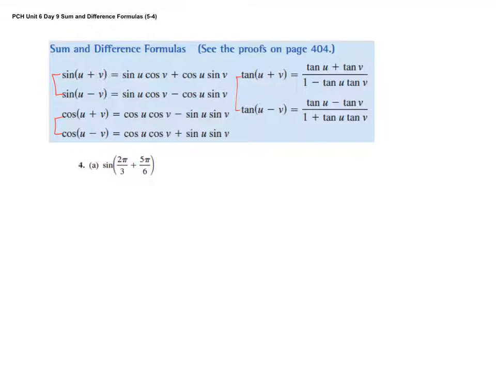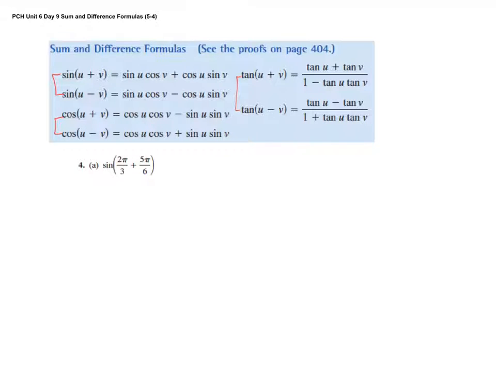Then we have cosine. Cosine of u plus v is cosine u cosine v minus sine u sine v. And the cosine of u minus v is cosine u cosine v plus sine u sine v. So notice the similarities and differences here. Sine uses a mixture of sine times cosine, cosine times sine, and the operation is the same as what you're doing with the angle. Cosine has cosine, cosine, sine, sine, but the operation will be the opposite of what you are doing with the angles.